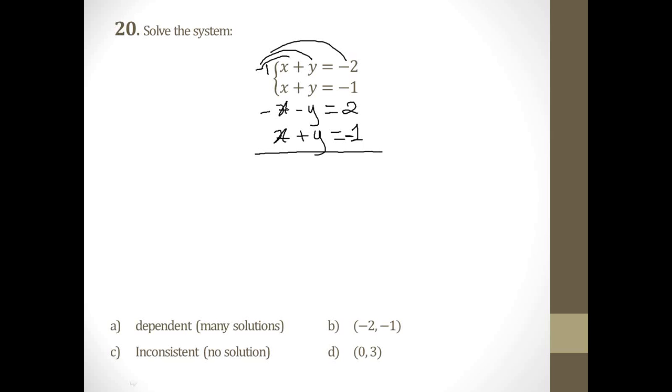Wow, they cancel again. This cancels, that cancels, but 2 minus 1 is 1, so we get 0 equals 1. That is completely false. 0 is never equal to 1. So your answer is C. Inconsistent. That's no solution, because 0 is not the same thing as 1.